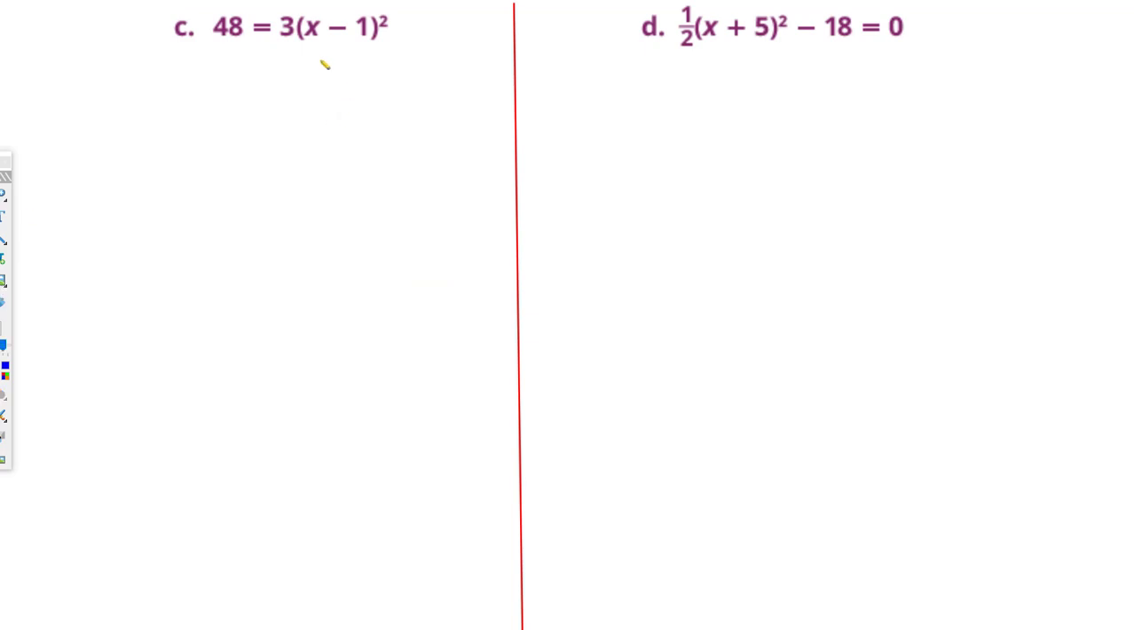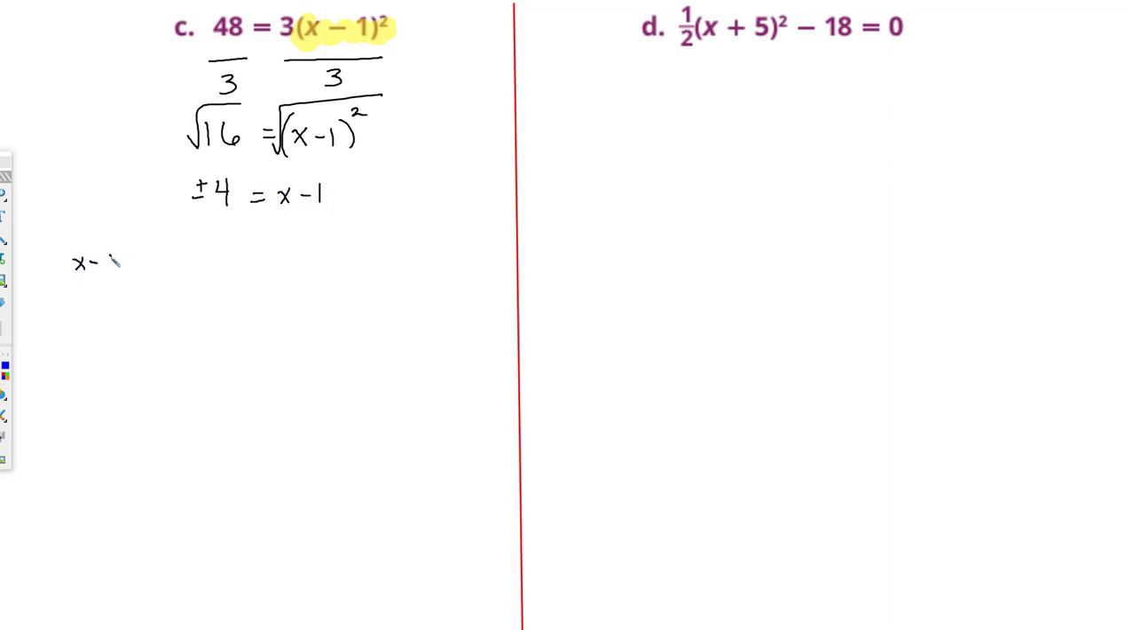Is my square root by itself? Or is my square by itself? No. What needs to be moved and how do I move it? Divide by 3 on both sides. So 16 is equal to x minus 1, that quantity squared. How would I undo that square? We're going to square root both sides. So what number times itself is 16? Both positive and negative 4.